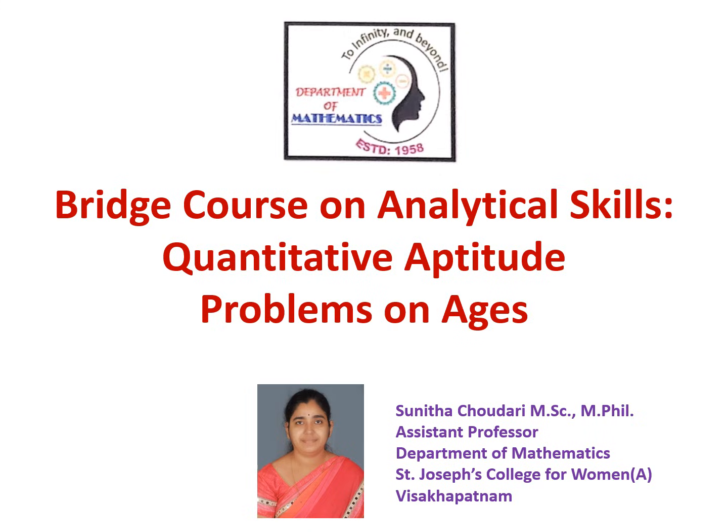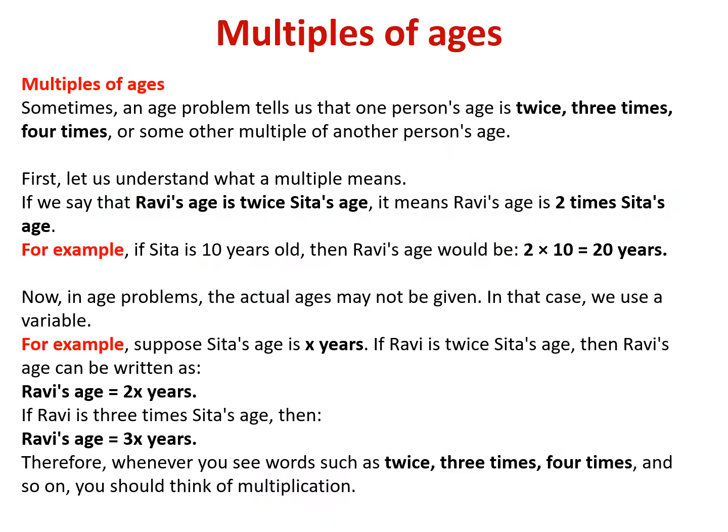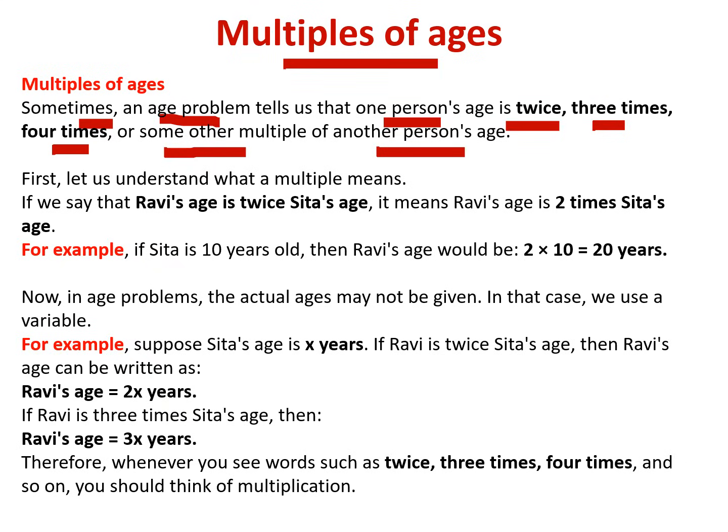So let us begin with the next concept, multiples of ages. Sometimes an age problem tells us that one person's age is twice, three times, four times, or some other multiple of another person's age. First, let us understand what a multiple means.